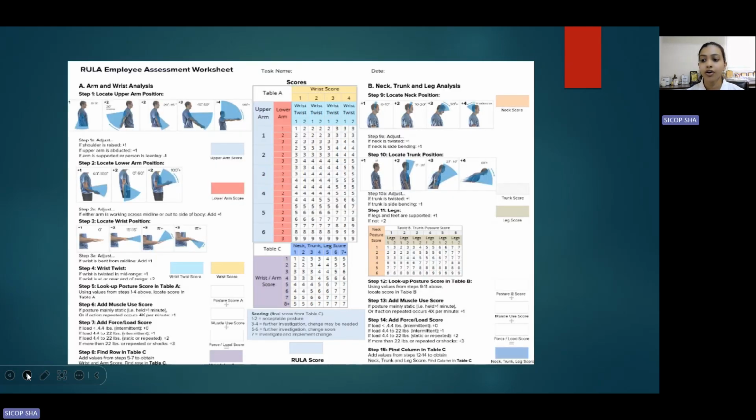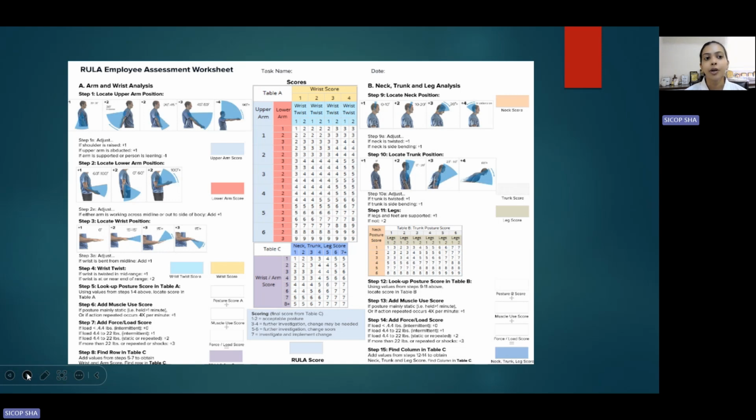So, this is a quantitative form of doing an ergonomic evaluation with the help of the Rapid Upper Limb Assessment. Qualitative evaluation can be done with the help of surveys.